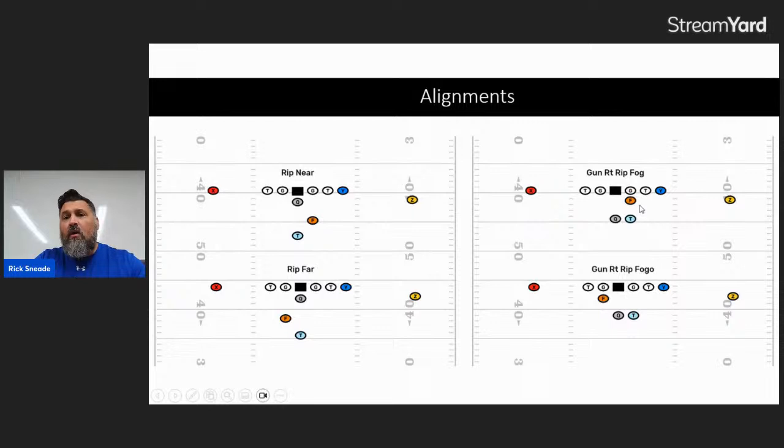Fog and Foggo. Fog puts him as a sniffer right behind the guard, and that's, again, to the tight end. Foggo is opposite of the other call. So instead of him being behind the guard where the tight end is, he's on the guard away from the tight end. Again, moving quickly, guys.